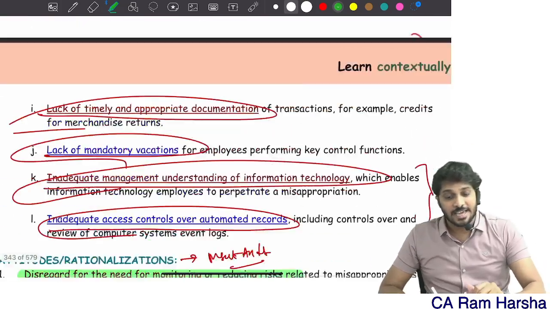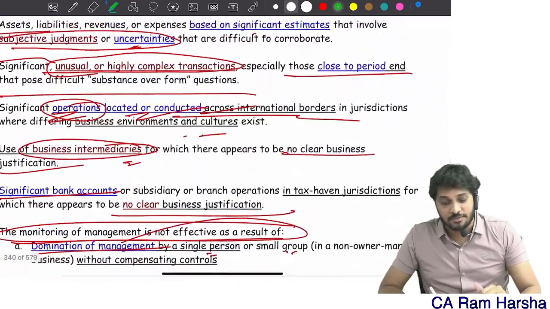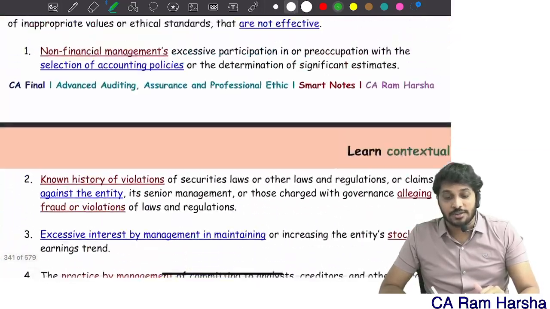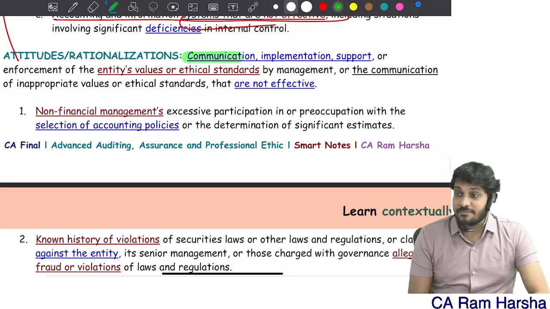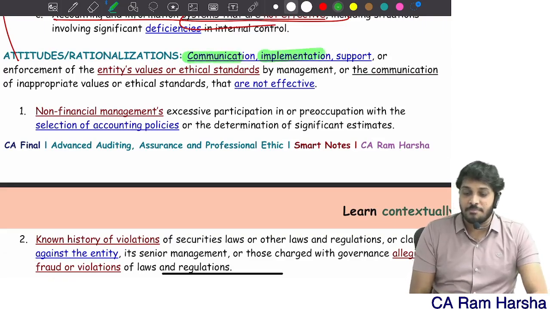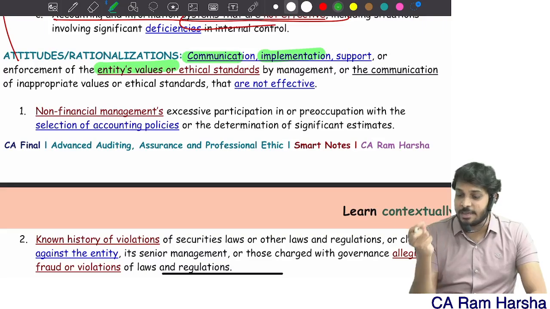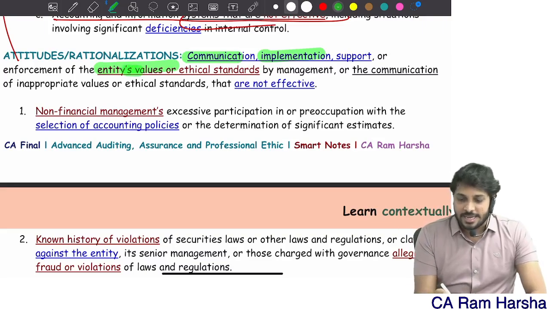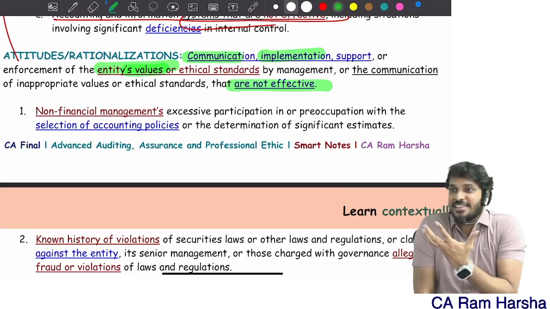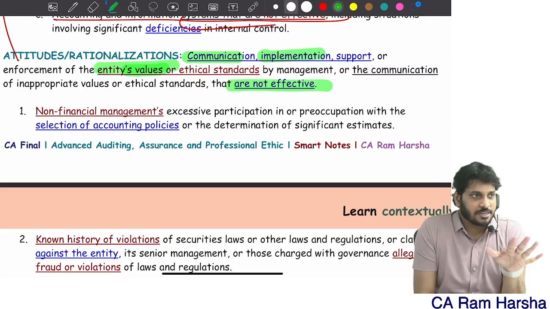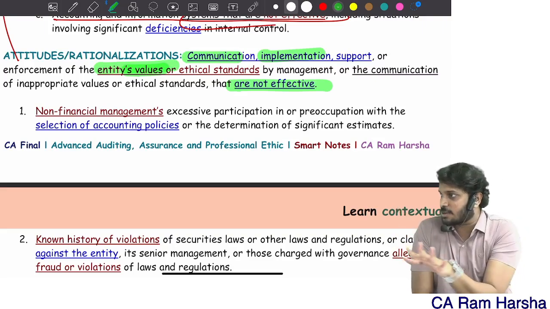Understood? Same way for fraudulent financial reporting, the attitudes are different. Management, the way they are communicating, implementing and supporting entity values, is not effective. The communication of ethical values to employees is not effective. They are not communicating. They have not established any standard.